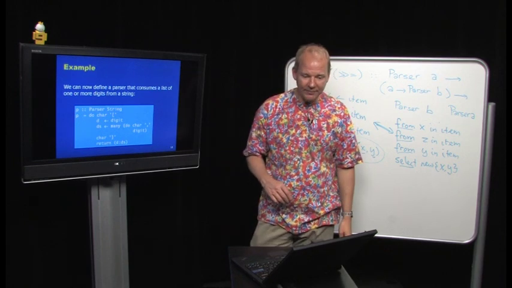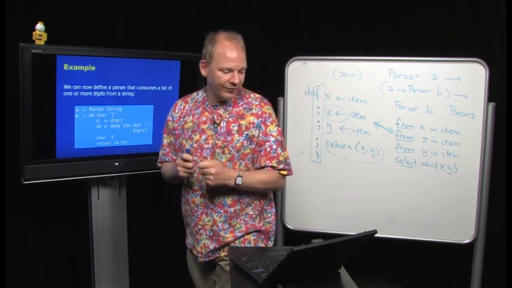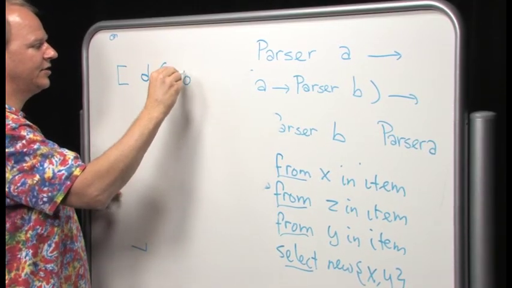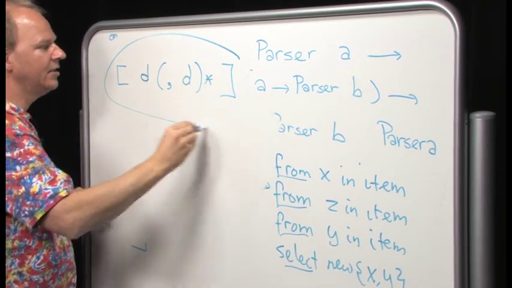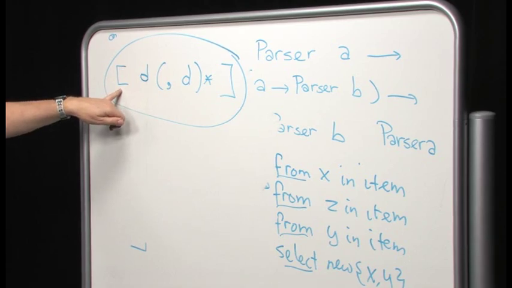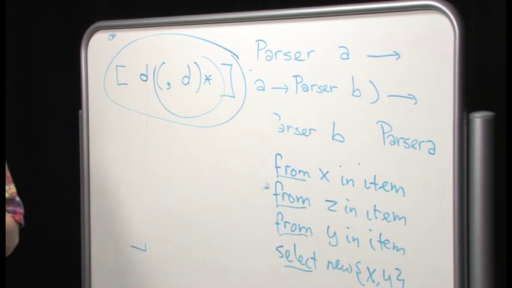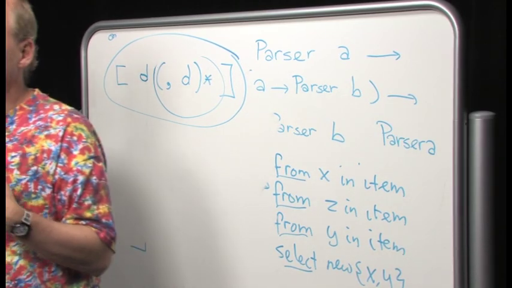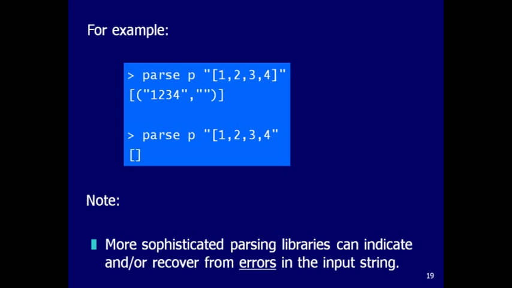Okay, so here's another parser that consumes a list of 1 or more digits from a string. What is a list? Well, that's something that starts with a square bracket, then there's a digit separated by commas, followed by a close bracket. Let's write down the context-free grammar. That would be open bracket, digit, followed by comma, digit, star, close bracket. So this is the BNF, and you see that this parser is very close to the BNF. Parse an open square bracket, a digit, many commas followed by a digit, followed by a close bracket. And if we try this out, you try to parse that, you will see what happens.